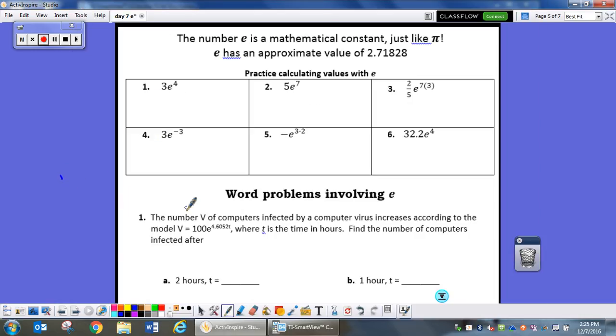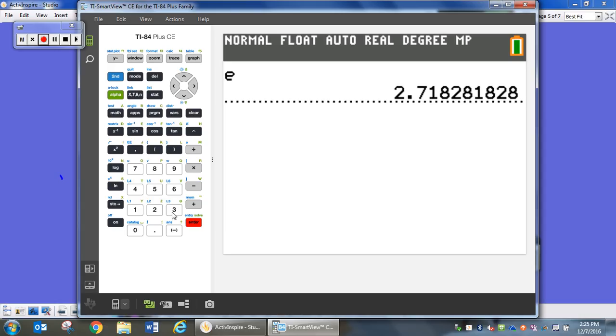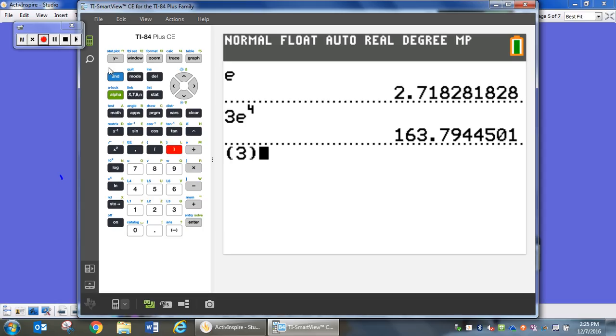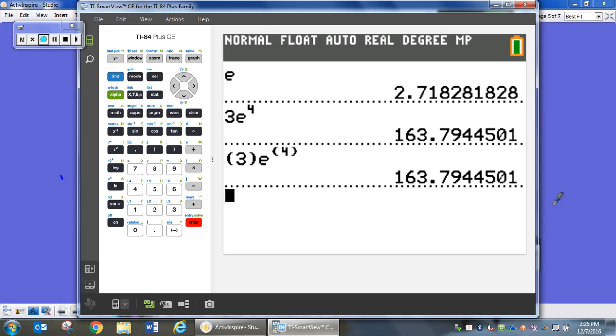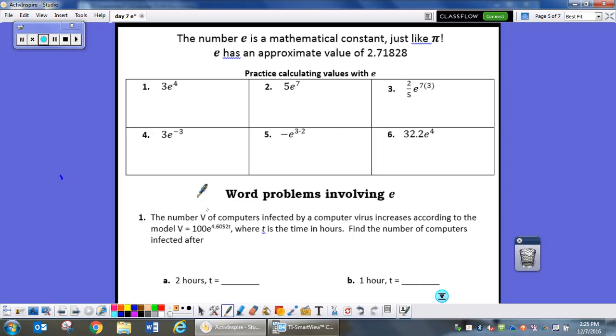So in number 1, you're doing 3 times e to the 4th power. I personally like to use parentheses for everything. However, in this case, we can probably just key in 3e caret 4th power. If we were to parentheses our stuff, we would have 3e to the 4th power. We would still get the same thing. We want to round this to the nearest hundredth, so you look at the third digit. The 4 is not going to do anything to that 9, so our answer stays at 163.79.